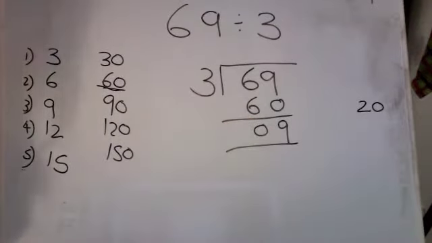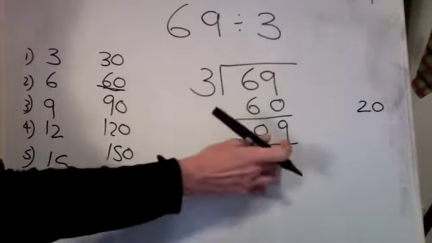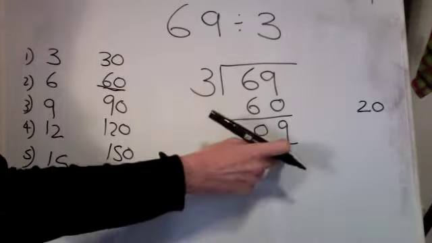The remainder is 9. I'm looking for a number as close to 9 as possible without going over. And if I look through these numbers, I see that there is a 9 there. And to make 9, I use 3 lots of 3. So I'll put my 3 over here. 3 times 3 is 9. What's the remainder? 9 take away 9 is nothing. I've reached 0, so I've finished.